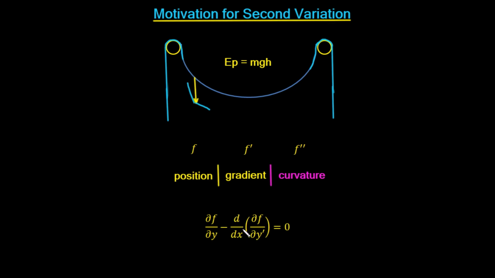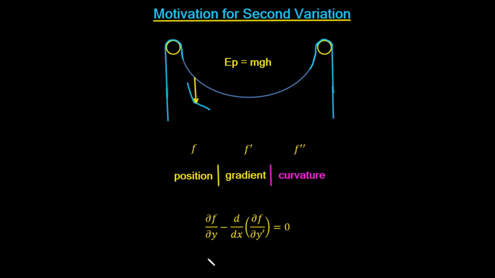Now what we said is if we were to set both of these changes equal to 0, then we would be back in the original equilibrium position. That is, the position wouldn't have changed and the gradient wouldn't have changed, and we would be sitting with the original position of our rope.